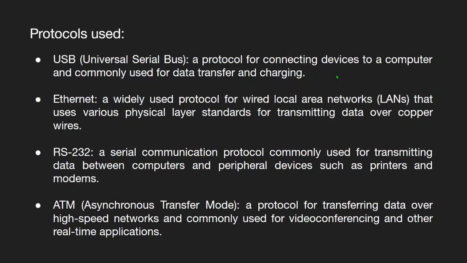There are protocols that are used in this layer. One is USB, that is Universal Serial Bus, which is a protocol that is used for connecting devices to a computer and commonly used for data transfer and charging. Next one is Ethernet, a widely used protocol for wired local area networks that uses various physical layer standards for transmitting data. Next one is RS-232, a serial communication protocol commonly used for transmitting data between computers. And ATM, asynchronous transfer mode, a protocol that is used for transferring data over high-speed networks.